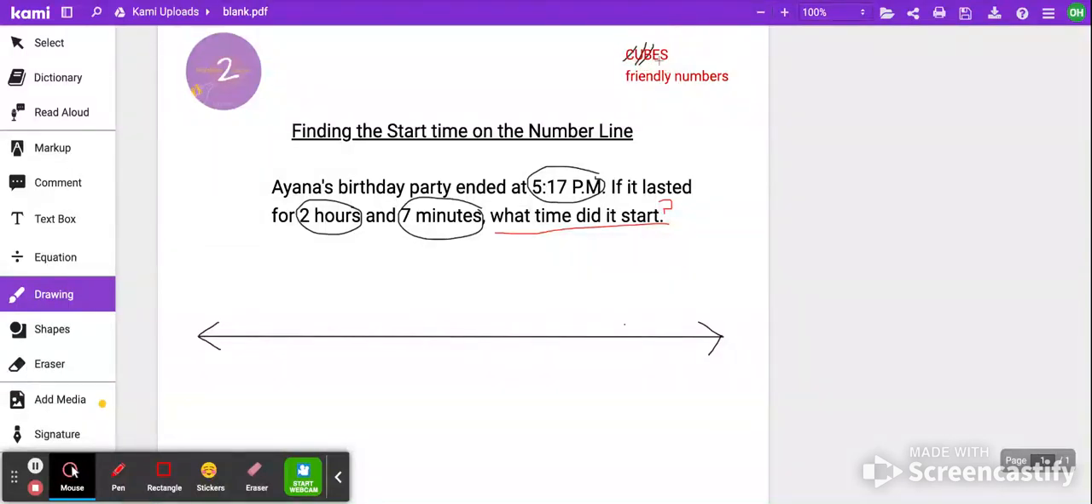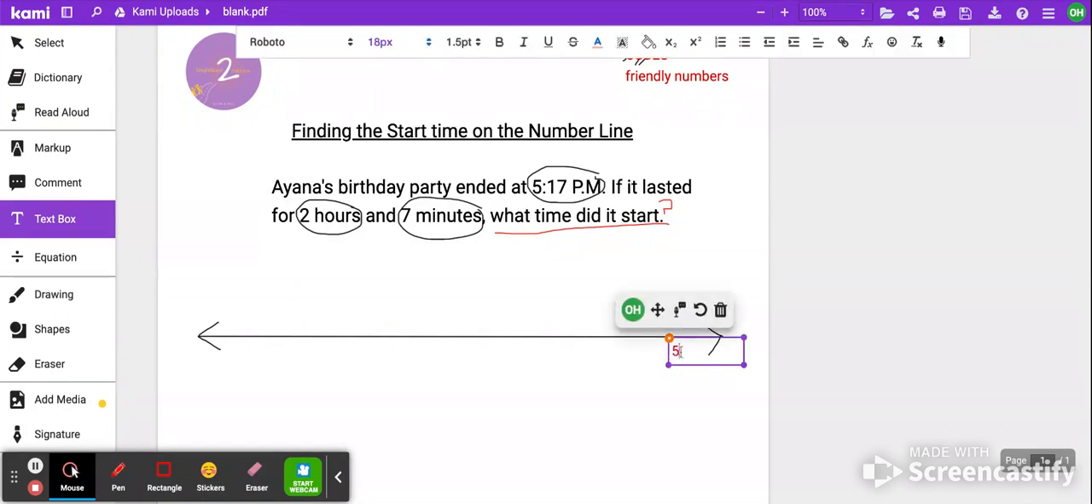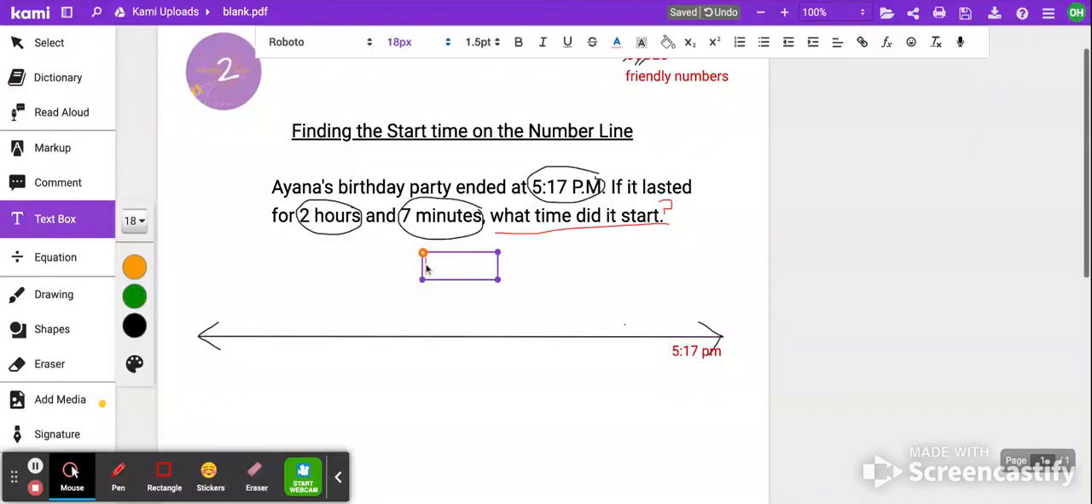Next, we have the letter E, which stands for evaluate or eliminate things that we don't need. I want to make sure that I'm understanding what this problem is asking me. Again, it says Ayana's birthday party ended at 5:17 p.m. So I'm going to put a text box, and I'm simply going to put 5:17 p.m. And then it says if it lasted for 2 hours and 7 minutes. So as a strategy, I'm going to put up here 2 hours and 7 minutes. I think I said 17, but it's 2 hours and 7 minutes.